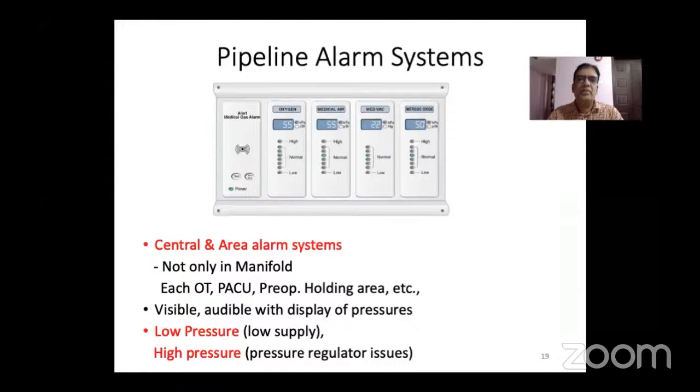With respect to the pipeline, it is advisable to have pipeline alarm systems as a safety measure. It could be one with a digital display of the pressures, or one without a digital display where there are preset alarms. If the pipeline pressure goes below a certain level, it will start giving an alarm. These alarms should be present at the central level or near the manifold and in the areas where the gas is distributed, for example, the operation theater, PSU, pre-op holding area, etc. It should normally give a low pressure alarm with respect to low supply, and it would also give a high pressure indication because of pressure regulator issues.